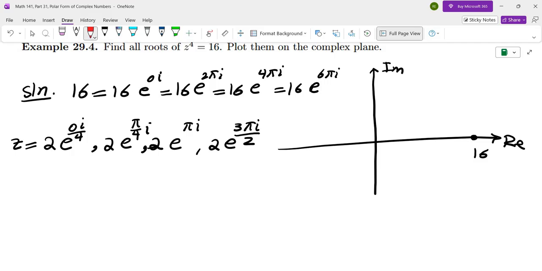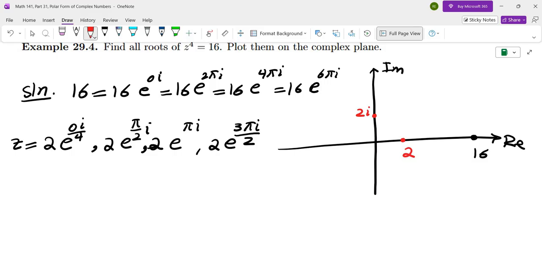Now I have to plot them on the complex plane. The first one has the angle of 0, so that's the first one, and the distance to the origin is 2. The second one has, in fact, this would have to be pi over 2, angle pi over 2. So it would be right here, and the distance to the origin is 2, so that's 2i.